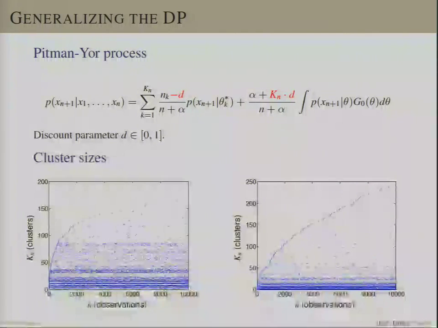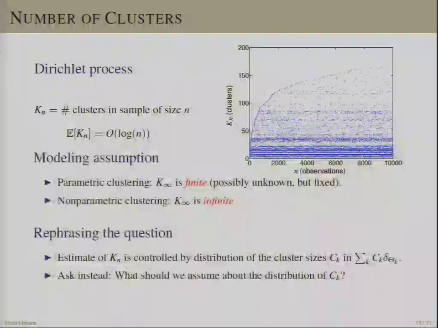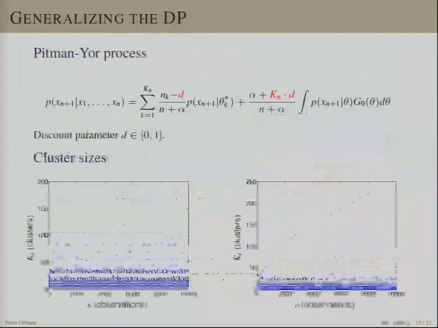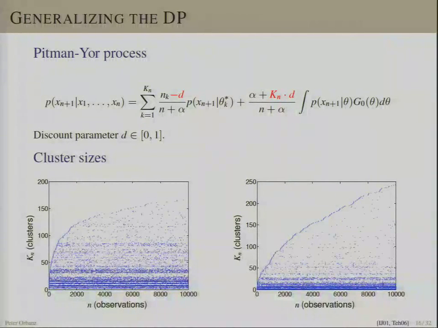And if we look back at this slide here, in one extreme we have the Dirichlet process, and the number of clusters is going to grow logarithmically with the number of data points. In the other extreme, we get one cluster for each data point, and so this growth is linear. And that means by adjusting this d between 0 and 1, we can interpolate between a logarithmic and a linear growth of the number of clusters in the number of data points.